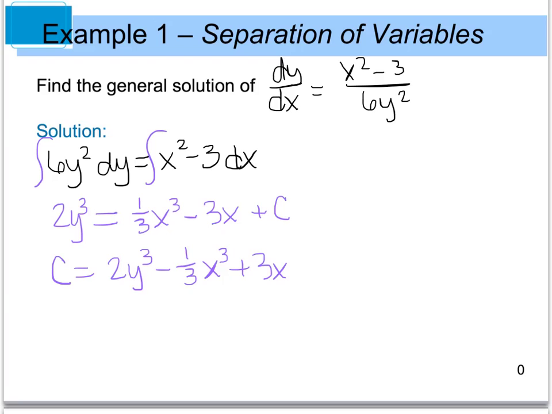If you remember from the last section, we always wanted to clear out any fractions if they existed. In this case, we have the 1/3 x cubed. So to clear out that fraction, we're going to multiply everything by 3. When we do that, we get 6y cubed minus x cubed plus 9x, and this all equals c. And that completes example 1.